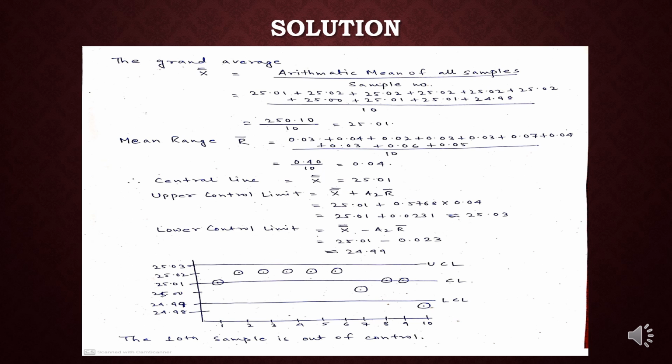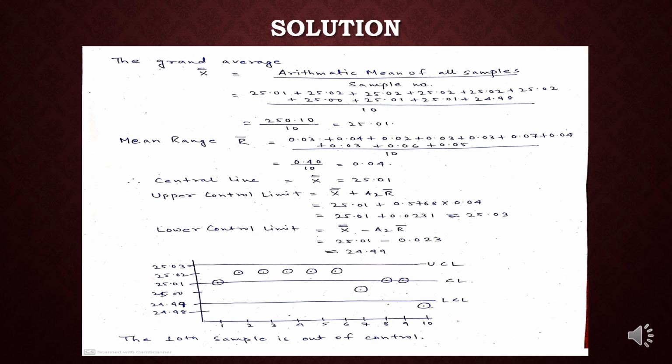Now, coming back to the most important part of any control chart sum, we have to show graphically what we are trying to convey. In this particular graph, I have taken the 10 samples which have been given to us, and I have plotted the mean value of each sample, taking the upper control limit to be 25.03, the central line to be 25.01, and the lower control limit to be 24.99.